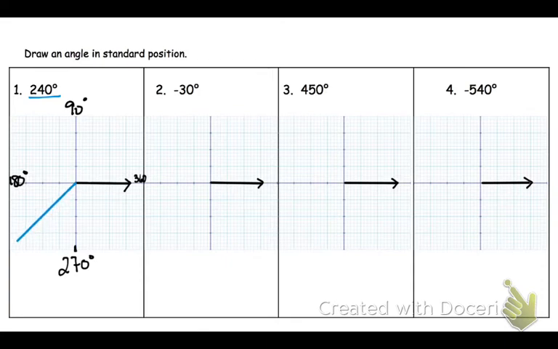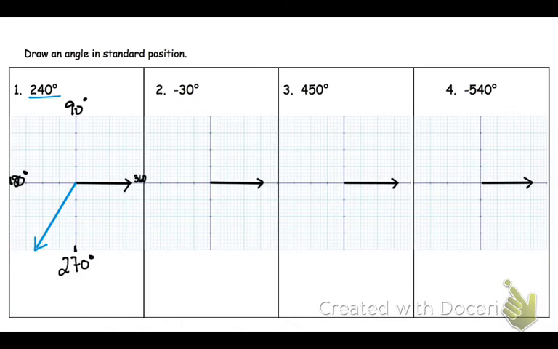Now, it's not going to be right in the middle, because right in the middle of 180 and 270 is 225. So it's actually going to be a little closer to 270. I notice that blue line is in the third quadrant, somewhere between 180 and 270, not right in the middle, a little closer to 270.